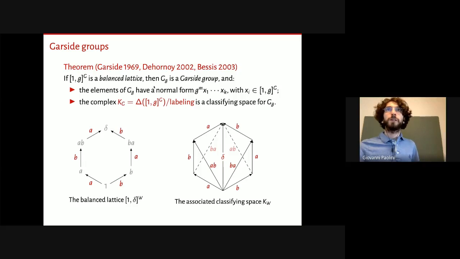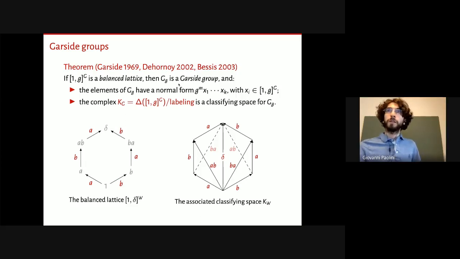So the theorem is: if the interval satisfies some combinatorial properties, which I am going to talk about in a minute, okay, so some combinatorial hypothesis on the interval, then the interval group that you build out of this interval is going to be a so-called Garside group, and it's going to have some very nice properties.